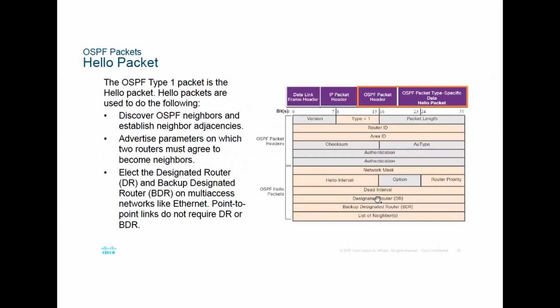Hello packet. The OSPF type 1 packet is the hello packet. Hello packets are used to do the following. Discover OSPF neighbors and establish neighbor adjacencies. Second, advertise parameters on which two routers must agree to become neighbors. Third one, elect the designated router or DR and backup designated router BDR on multi-access networks like Ethernet. Point-to-point links do not require a DR or BDR.